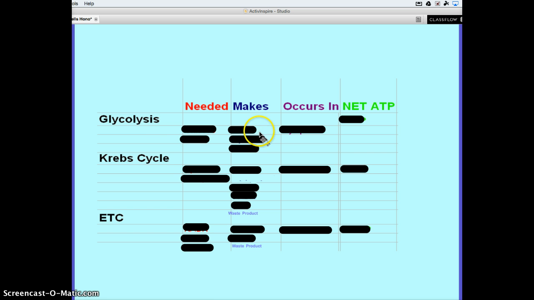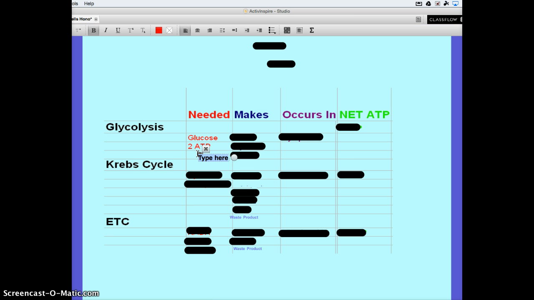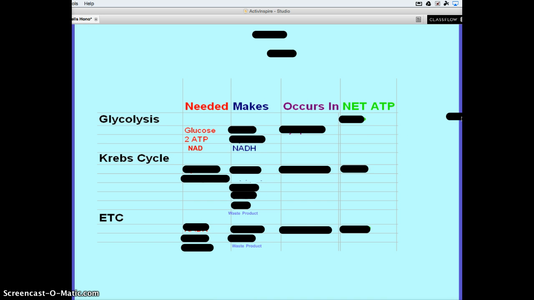We're going to say what's needed, what's made, where it happens, and the total net ATP. Okay? So what do we need? Glucose, 2 ATP, and NAD. What's made? NADH, 4 ATP, and pyruvates. How many pyruvates? 2. Good. Where does this happen? Cytoplasm. What's the total net?